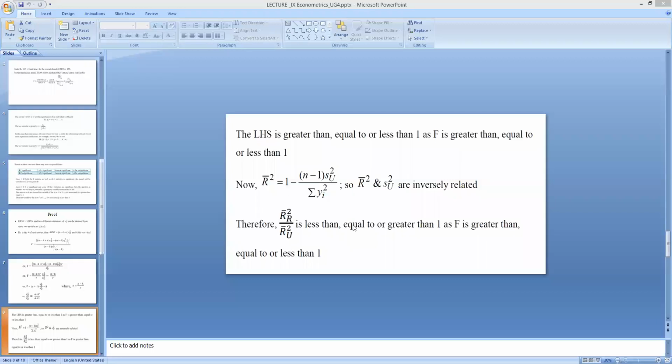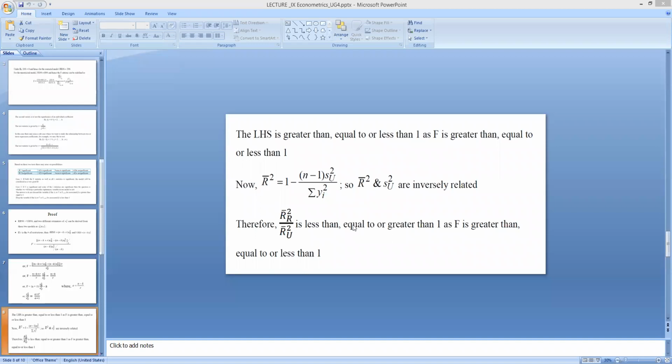Ma'am, the last sentence, if you'd please repeat, for RR bar square. Thus, RR bar square and SR square are inversely related. Similar proposition, RU bar square and SU square are inversely related. In the similar way, we can write RR bar square and SR square are inversely related. That is, there is always an inverse relation between R bar square and A square.